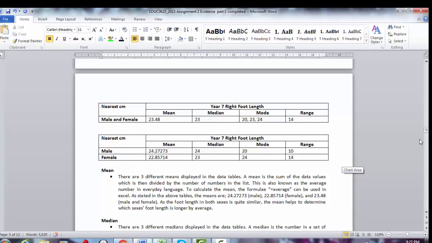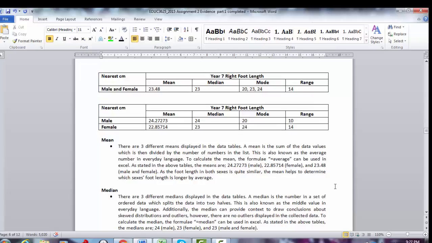data from Excel. So as we can see, there are 3 different means displayed in the data tables. To calculate the mean, the formula equals average bracket, select data, bracket, enter can be used in Excel. As stated in the above tables, the means are 24.27273 for the male, 22.85714 for female, and 23.48 for the male and female data.